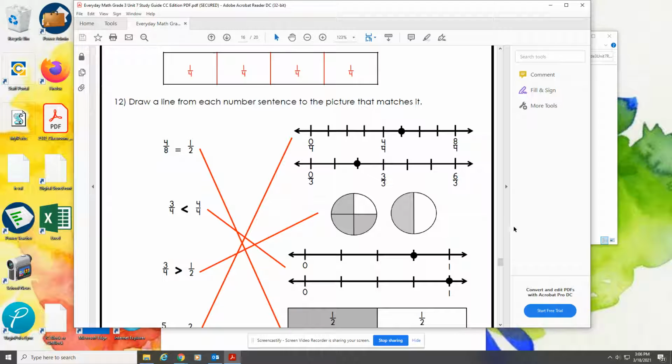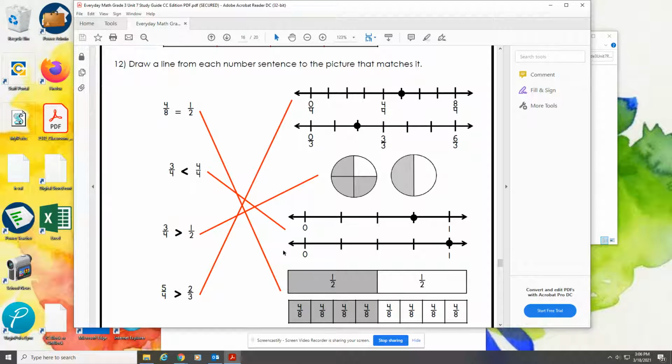4/8 is equal to 1/2. Scroll down, and that would be this one. 3/4 is less than 4/4. That would be this one. This is 3/4, that's 4/4. 3/4 is greater than 1/2. That would be this one. 3/4 and 1/2. 5/4 is greater than 2/3. This is 5/4, that's 2/3.